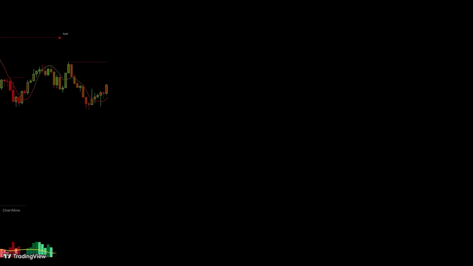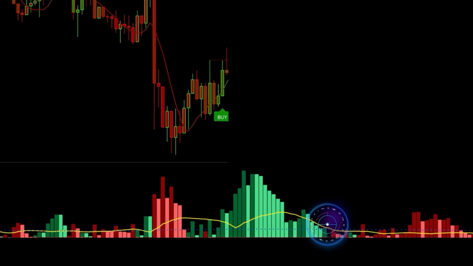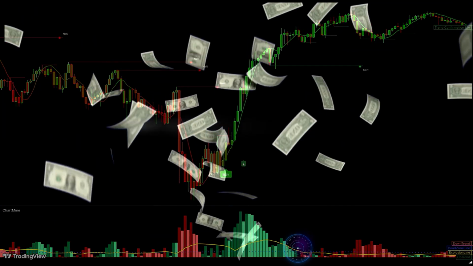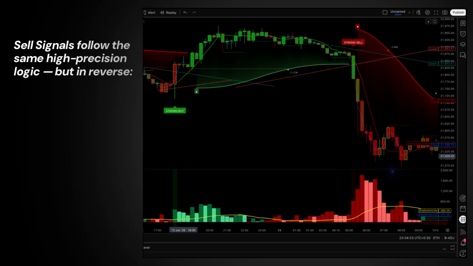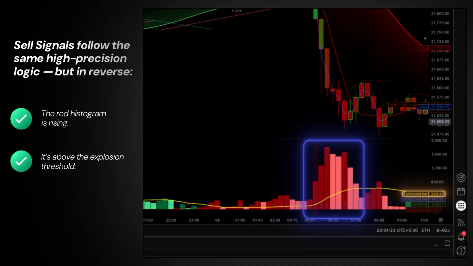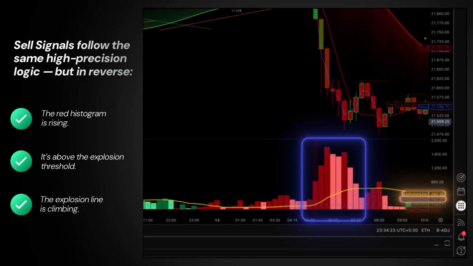Want to know when to exit a buy? Simple. The moment the green histogram drops below the explosion line, the move is losing strength. You're out. Sell signals follow the same high-precision logic, but in reverse. The red histogram is rising. It's above the explosion threshold. The explosion line is climbing. And both red histogram and explosion line are above the dead zone.